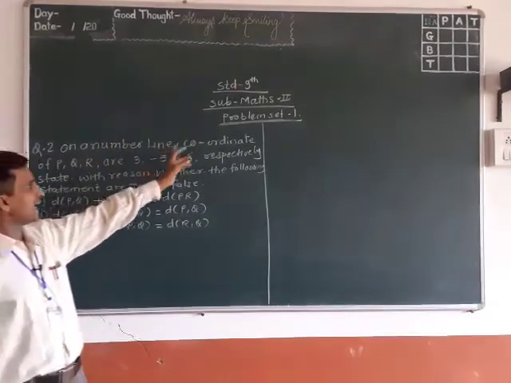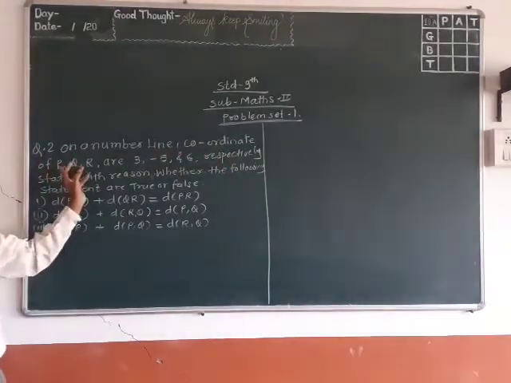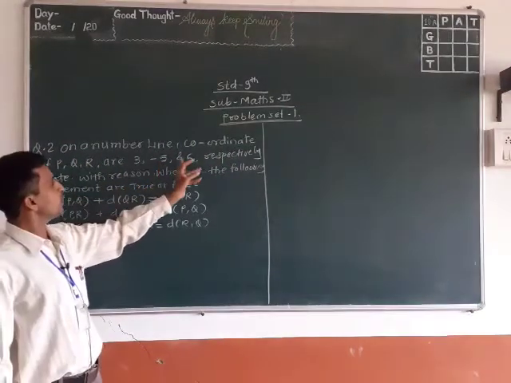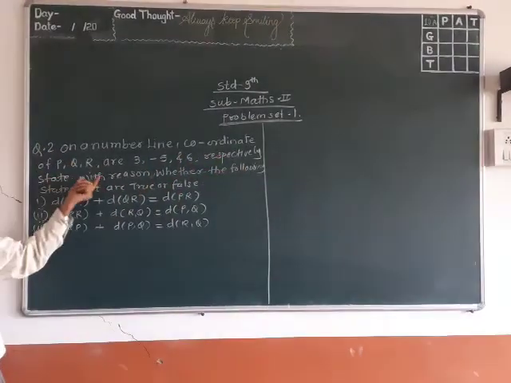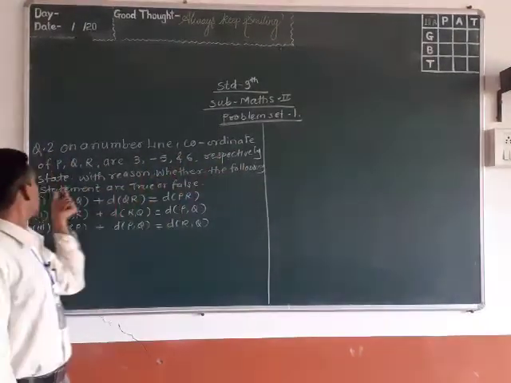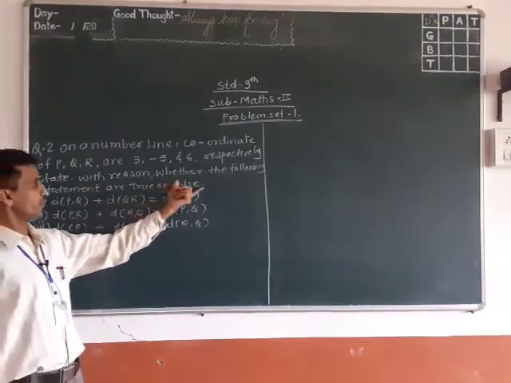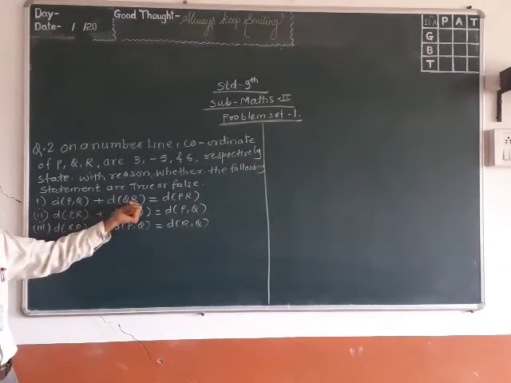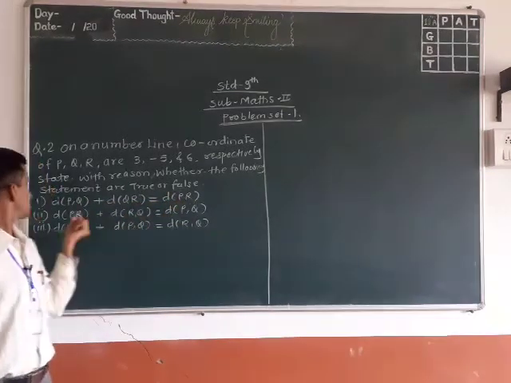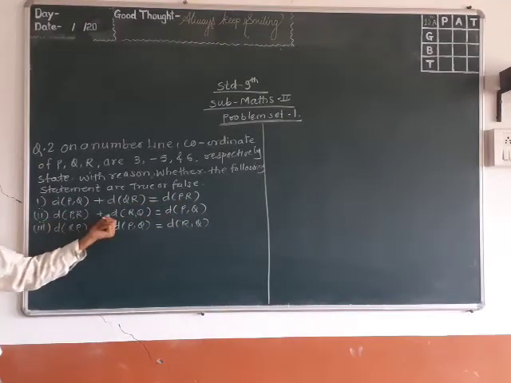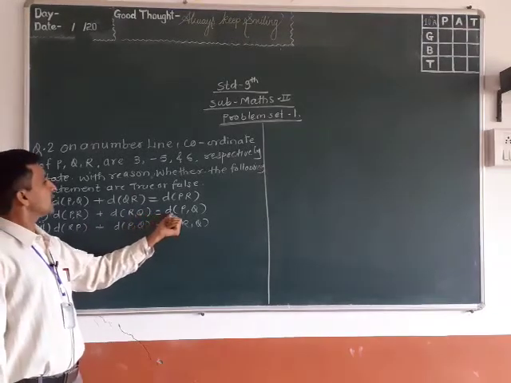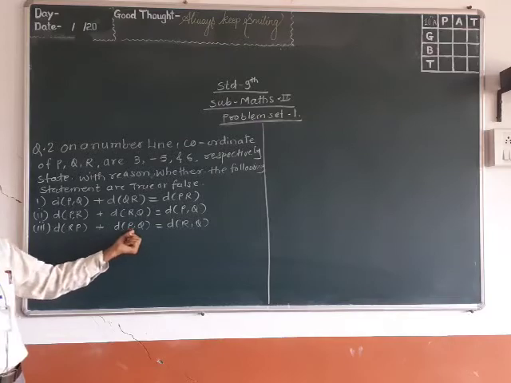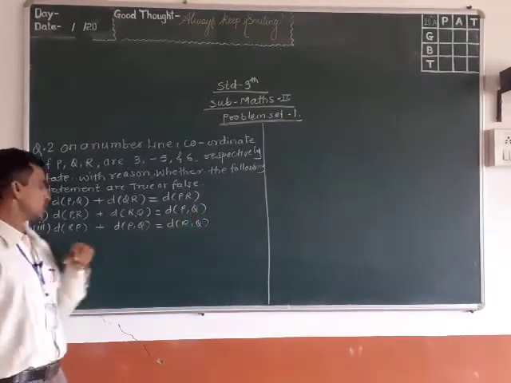On a number line, the coordinates of points P, Q, R are 3, -5 and 6 respectively. State with a reason whether the following statements are true or false. First, distance PQ plus distance QR is equal to distance PR. Second, distance PR plus distance RQ is equal to distance PQ. And third, distance RP plus distance PQ is equal to distance RQ. Solution.